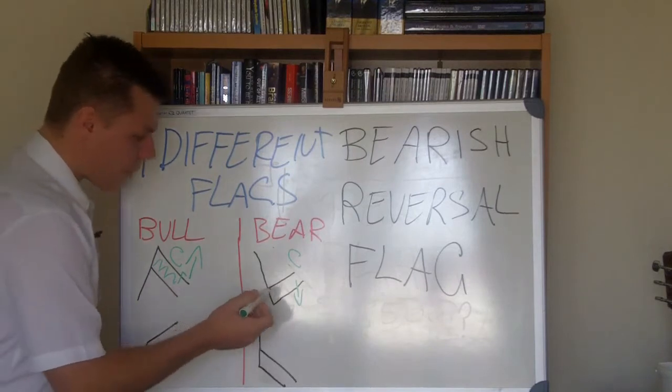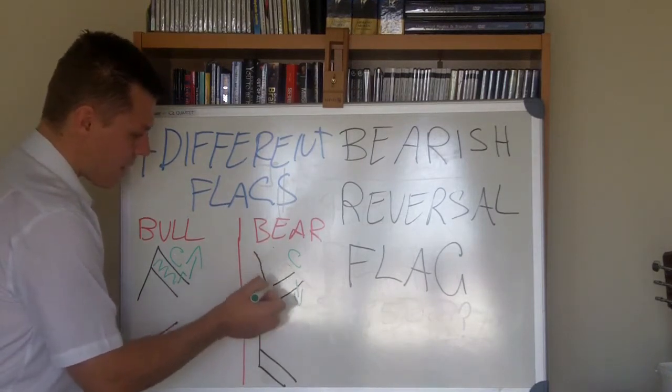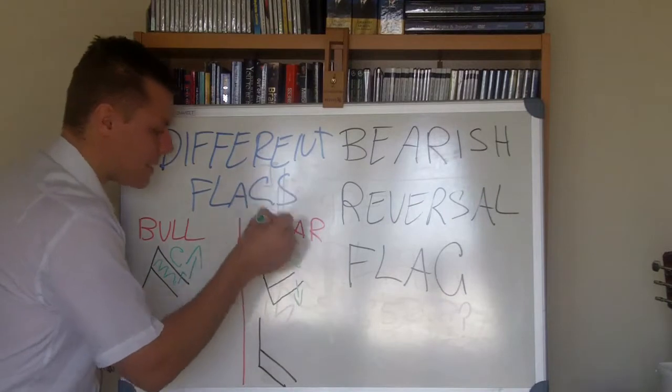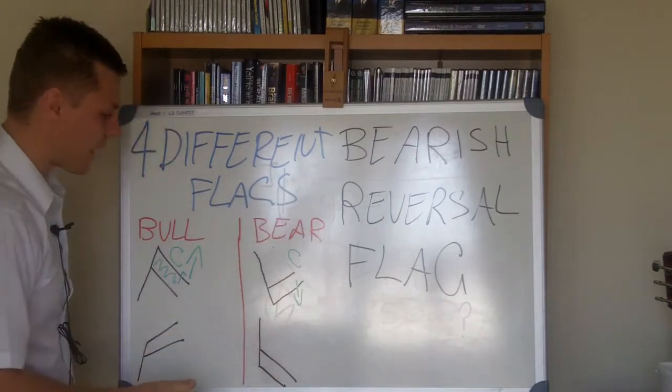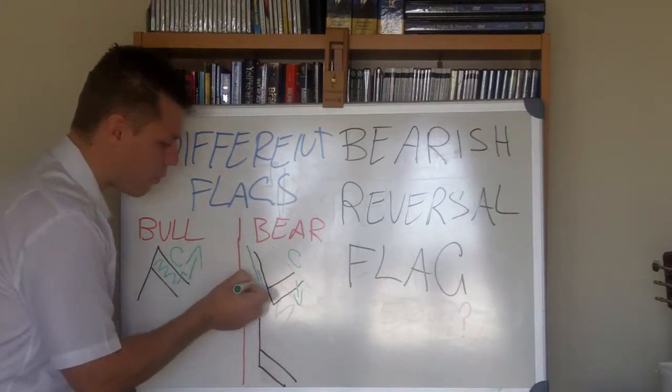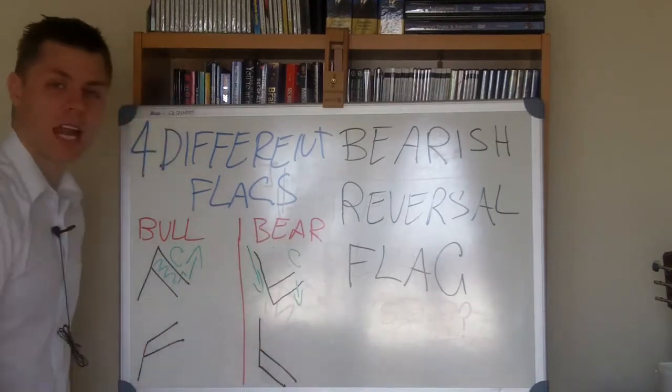What we have here is the market running down, the market running back up, and this is a bearish continuation flag. The market's moving in an overall downward movement, so it's a continuation of the downward movement.